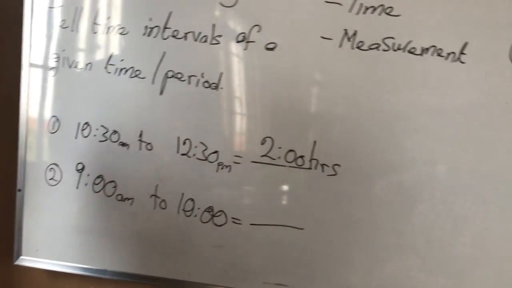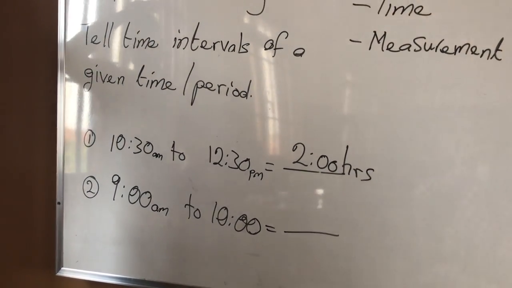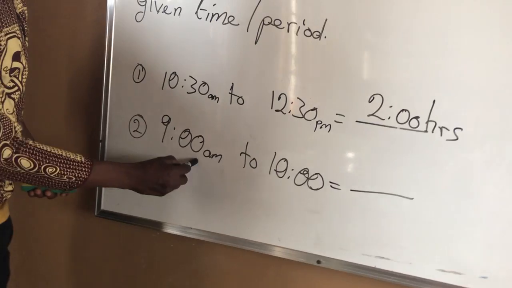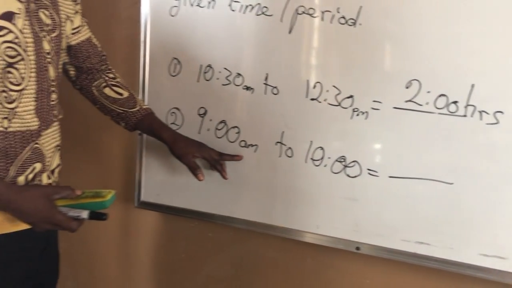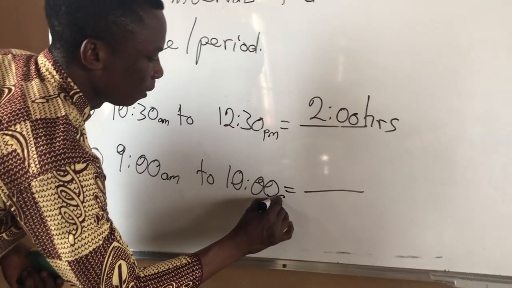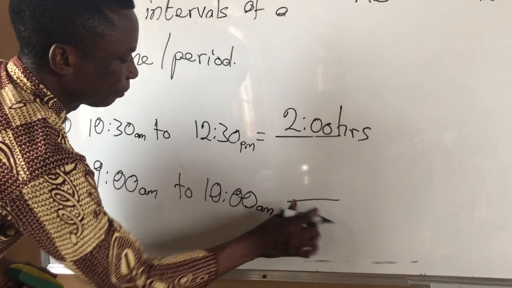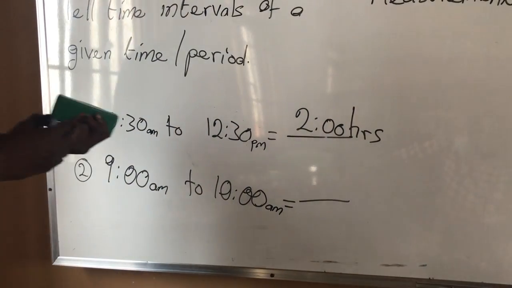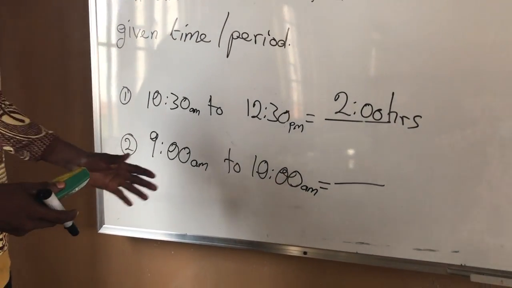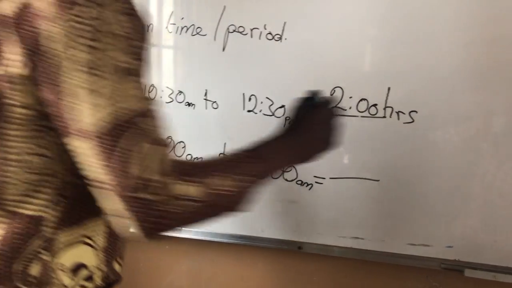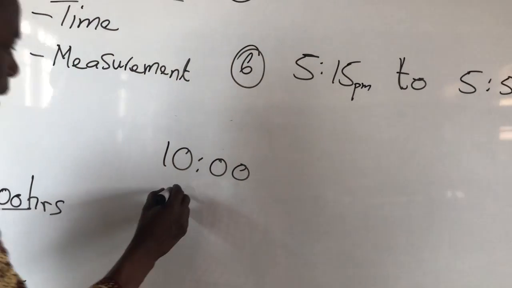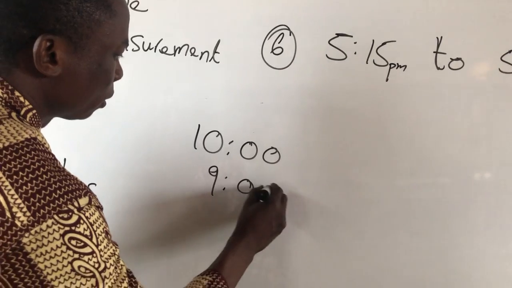Example 2. Your mommy started cooking at 9 o'clock a.m. and she finishes at 10 o'clock a.m. We are to calculate the time interval that she spent in cooking. Quickly do that. This is 10 o'clock a.m. and 9 o'clock a.m.